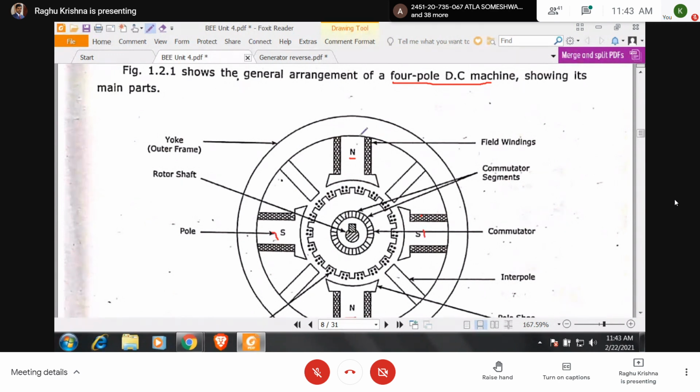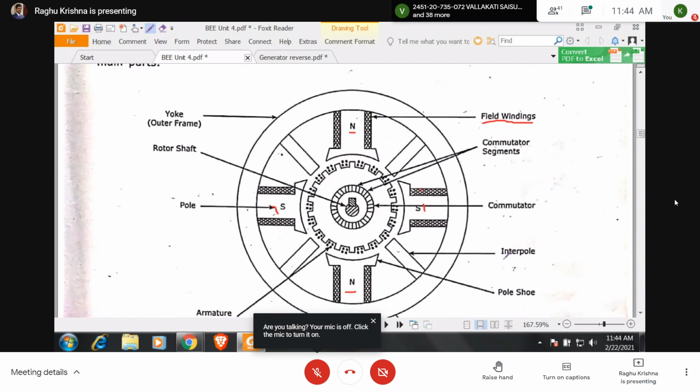So the stationary stator consists of the yoke or the outer frame, field poles, pole shoe, and the field winding or the pole winding. Generally, on the poles you are going to have this winding. This winding is called the field winding. Next, these are the interpoles. Interpoles are used to reduce the sparking at the brushes.